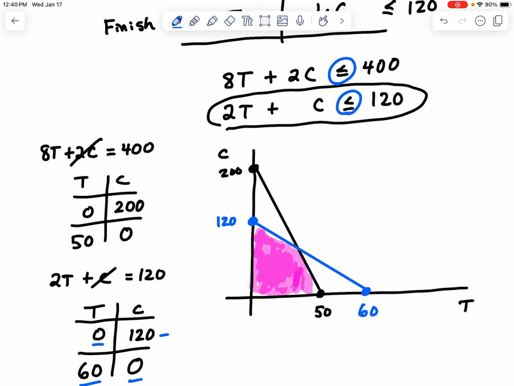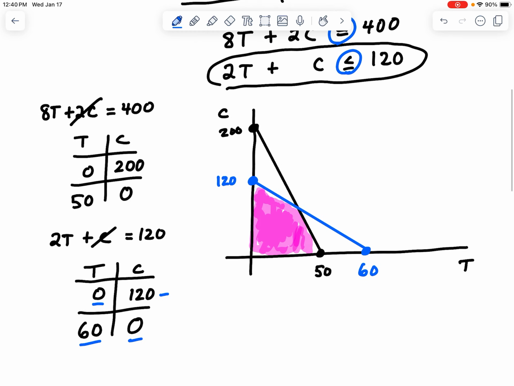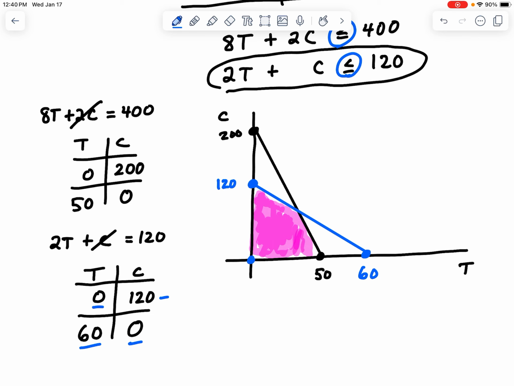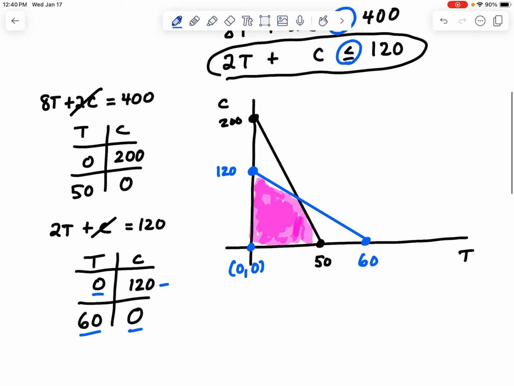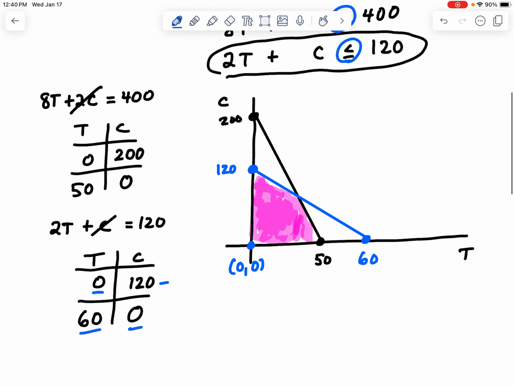And then what we need to do is test all of the vertices. So one of them would be 0, 0. In other words, the company makes 0 tables and 0 chairs because they went out of business. There would also be this vertex where the 120 is. So that would be 0, 120. And then there would be this one where the 50 is, which would be 50, 0.